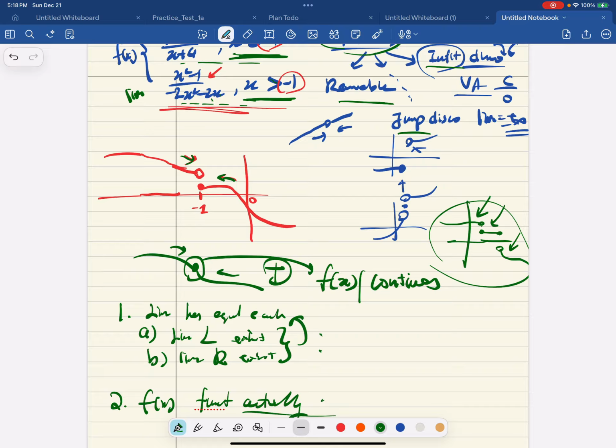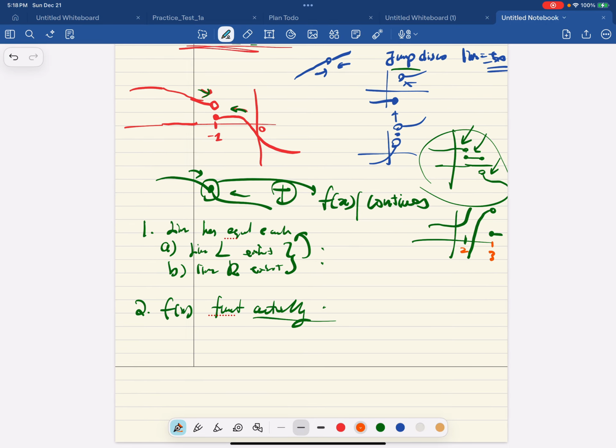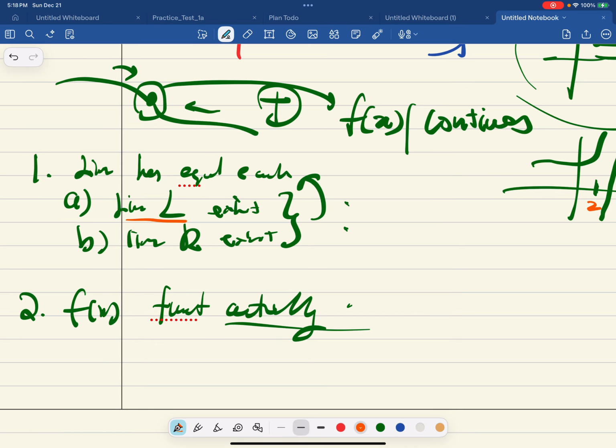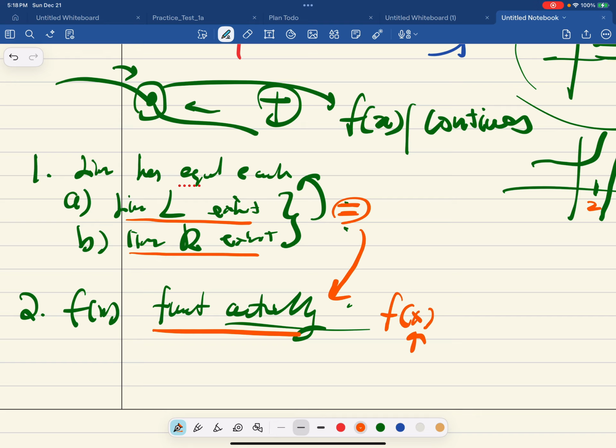So in this case, it's both a jump. If it's like this, this is an infinite discontinuity here at 2, and this one is a jump at 3. How to find that? Always, first thing, look for the limit. Look for the limit on the right, look for the limit on the left. If they're equal to each other, then you move to the next step of finding the actual function. Just plug in your x value into your function.